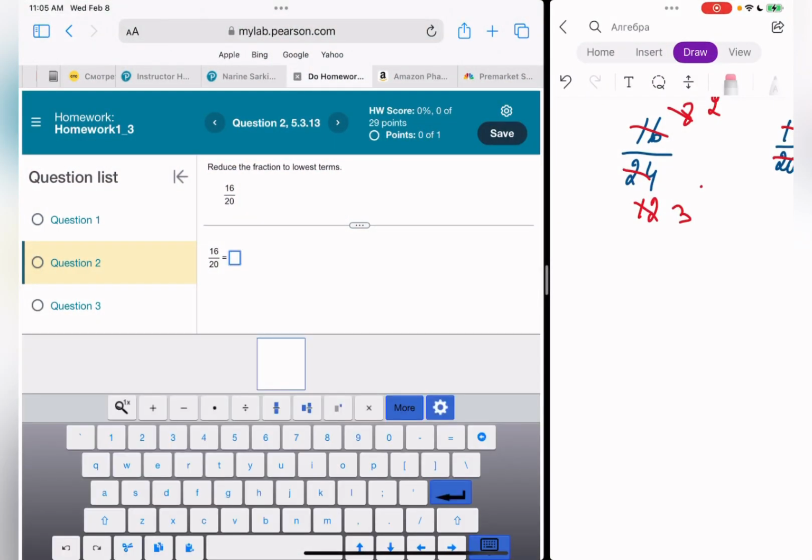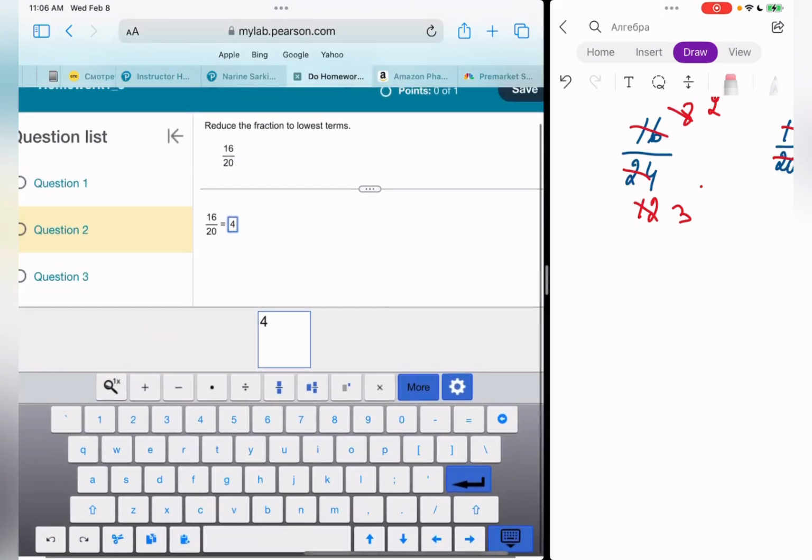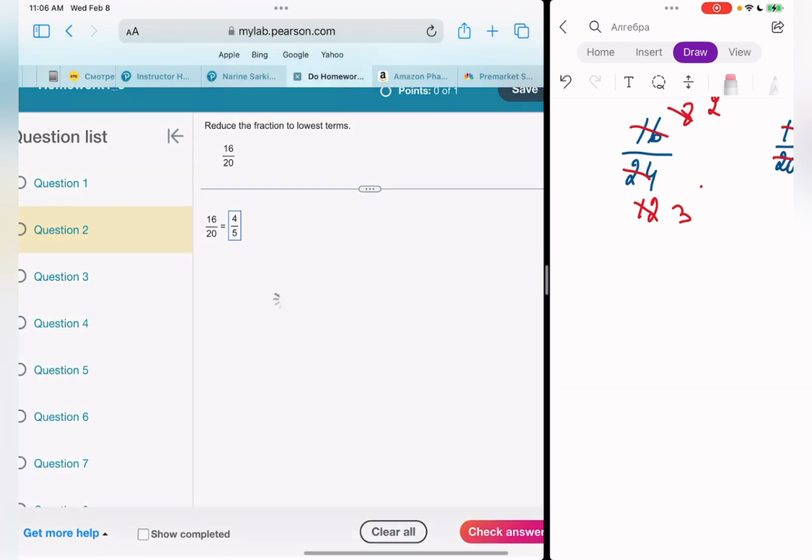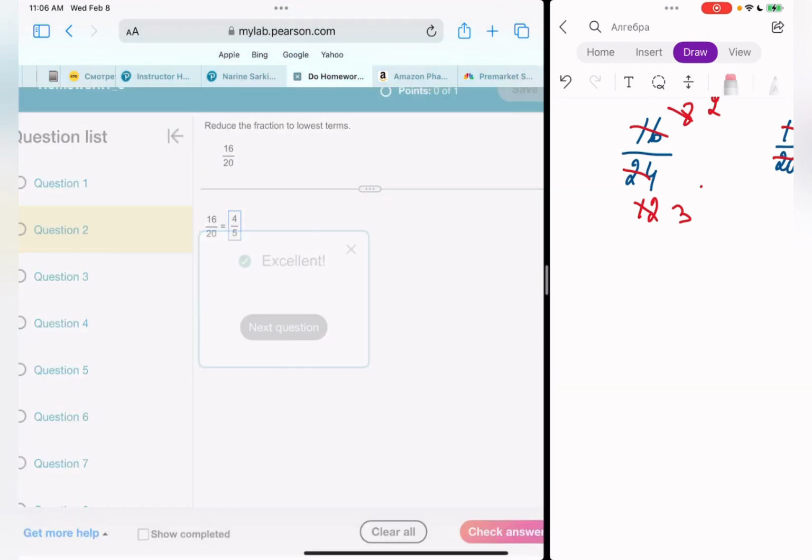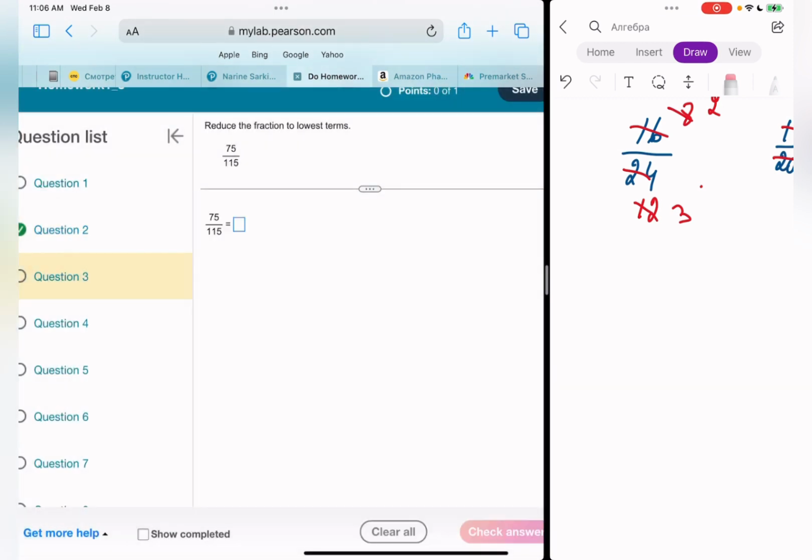So let me see. 4, where is that forward slash? Here it is. If you put that, it's going to give you a fraction. Excellent. Next question, number 3.